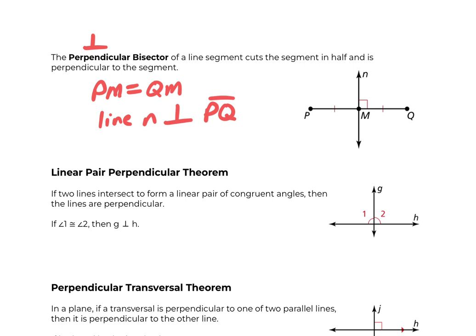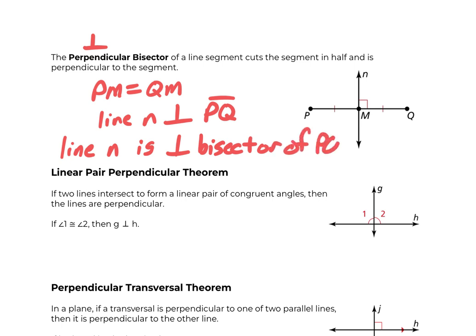So we would say that line N is the perpendicular bisector of segment PQ. Not only is it perpendicular, but it is also bisecting it, splitting it in half. Okay?